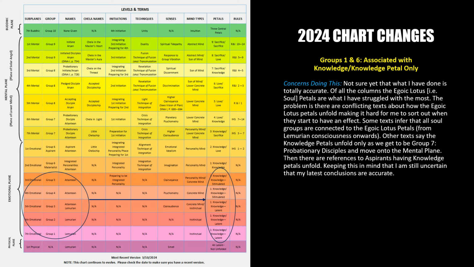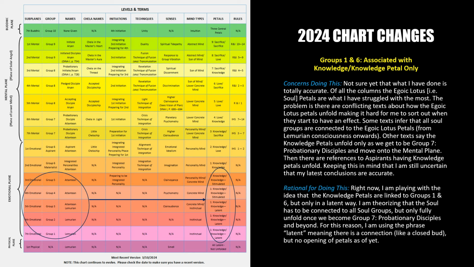Of all the columns, the egoic lotus, i.e. soul petals, are what I have struggled with the most. The problem is that there are conflicting texts about how the egoic lotus petals unfold, making it hard for me to sort out when they start to have an effect. Some texts infer that all soul groups are connected to the egoic lotus petals, from Lemurian consciousness onwards. Other texts say that the knowledge petals unfold only as we get to group 7 probationary disciples and move on to the mental plane. Then there are references to aspirants having knowledge petals unfold, which could mean it's not group 6 aspirants, it's all aspirants, everybody on the spiritual path. Keeping this in mind, I am still uncertain that my latest conclusions are accurate.